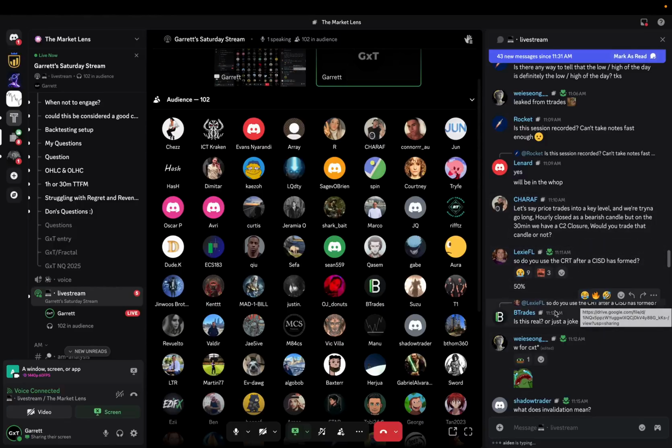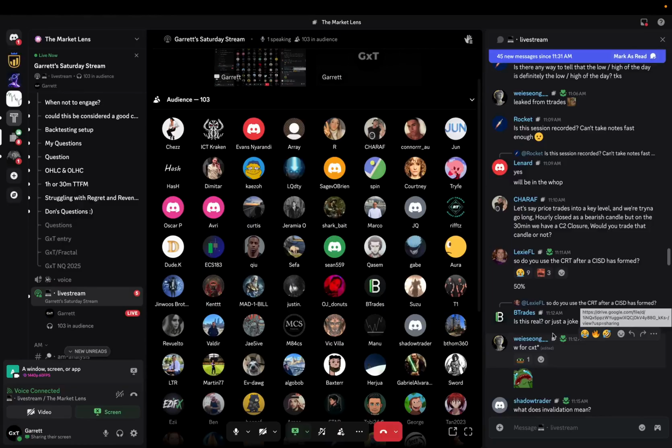Okay, but I'm going to answer this question first real quick. Let's say price trades into the key level and we're trying to go long, the hourly close is a bearish candle, but on the 30-minute we have a C2 closure. Yeah, you can still trade that. It's the same thing as when the 4-hour candle is not a reversal candle, but if you look within the 4-hour candle, there's a reversal candle on the 1 hour or 30-minute. It's the same thing, but fractally. So do you use the CRT after CSD has formed?